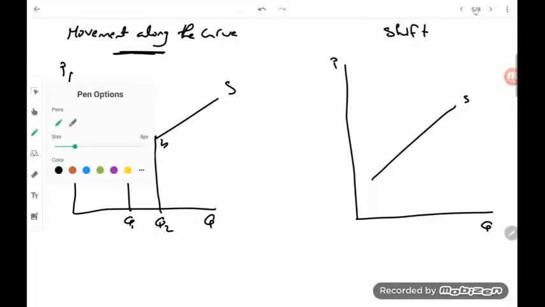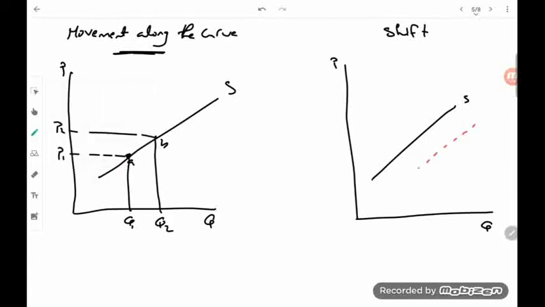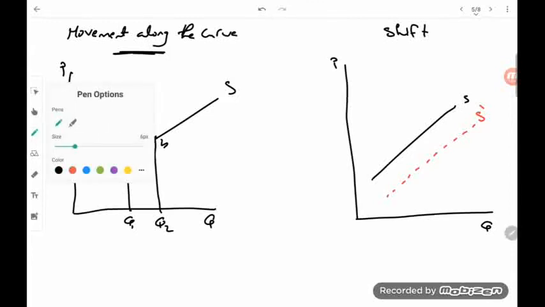Say, for example, the government is going to provide subsidy for producers. As a result, supply is going to increase and the supply curve will shift to the right. If the government is going to impose tax on the producers, so cost of production is going to increase and the supply curve will shift to the left.